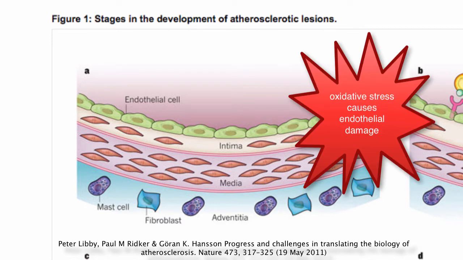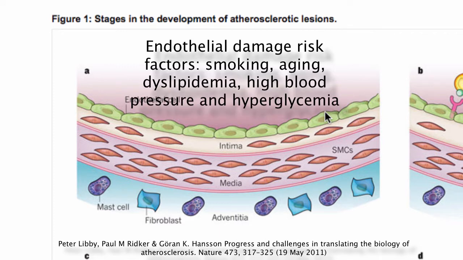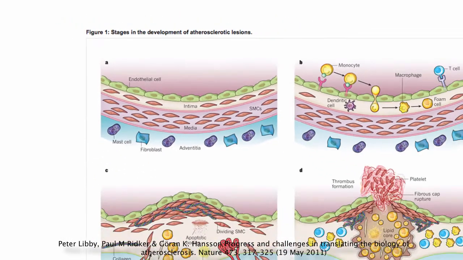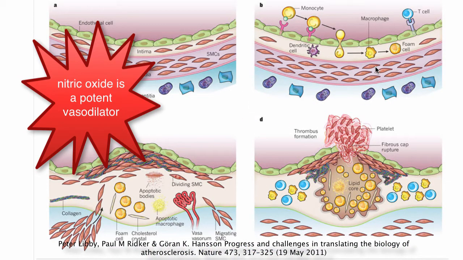Oxidative stress is one of the main causes of endothelial damage, and risk factors for damage and dysfunction include smoking, aging, dyslipidemia, high blood pressure, and hyperglycemia. Nitric oxide, NO, is released from normal endothelium and is a potent vasodilator and crucial to maintaining arterial homeostasis.